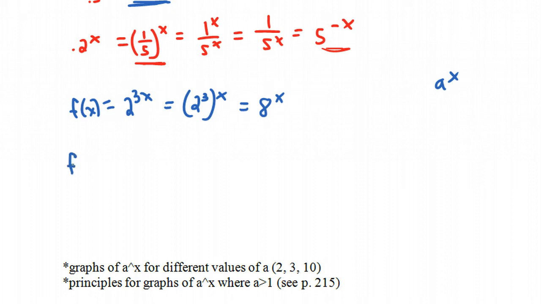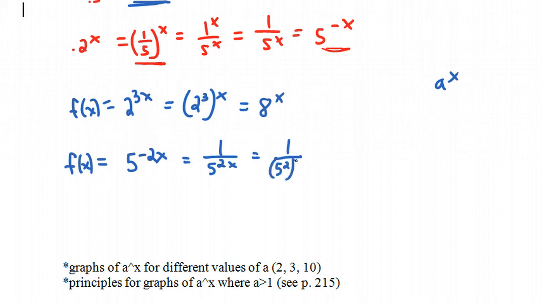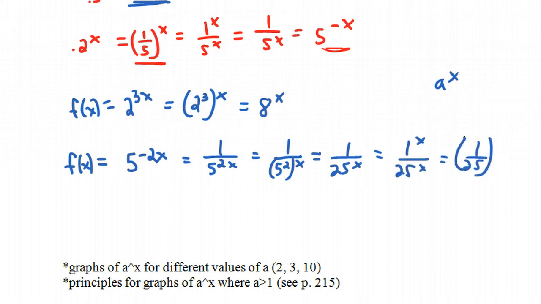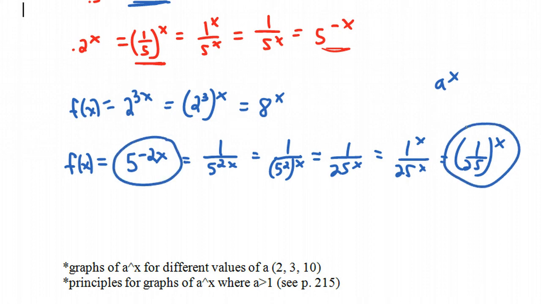Now what about if we looked at f of x equals 5 to the negative 2x? Well, that's the same thing as 1 over 5 to the 2x, and that's the same thing as 1 over 5 squared to the x, right? Because 5 squared to the x is the same thing as 5 to the 2x. So that's 1 over 25 to the x. And you could rewrite this as 1 to the x over 25 to the x, and it's 1/25 to the x. So 5 to the negative 2x is the same thing as 1/25 to the x.